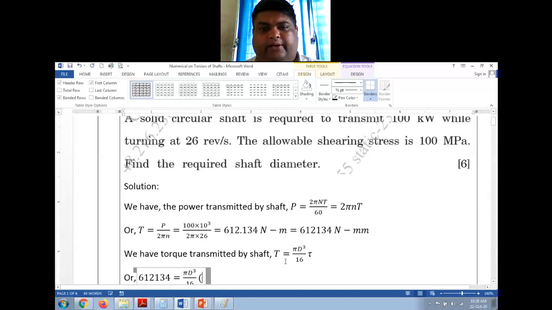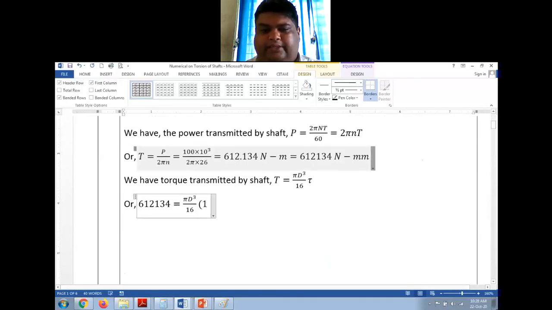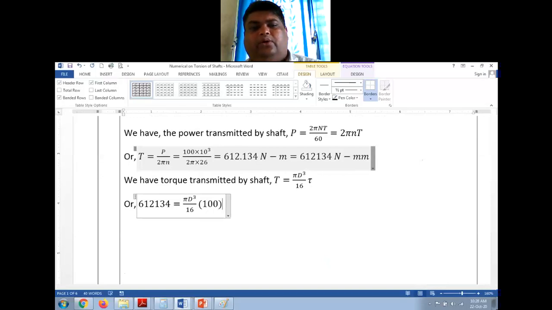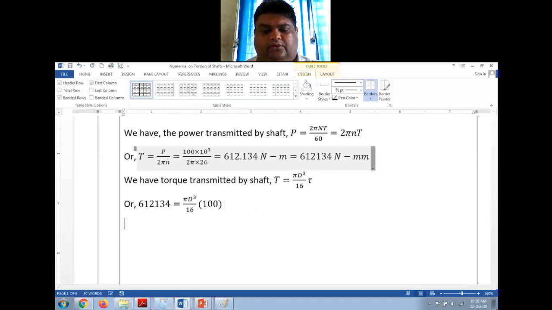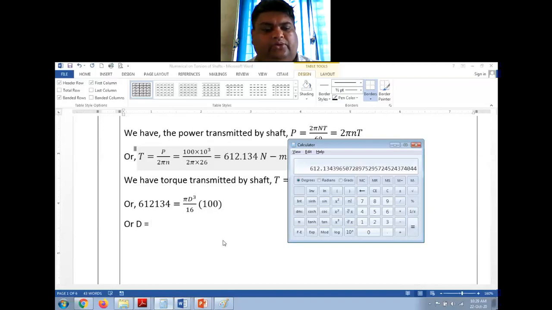I'll put it in a bracket. How much is tau? Tau is 100 megapascal. So 1 megapascal is 1 Newton per millimeter square, so you don't have to do any conversion. D is equal to the diameter that you get from this is in millimeter already, so no need to convert anything. 612,134 into 16 by 100 by pi. Okay, this is the value, and this is d cube. So I have to take cube root of this.